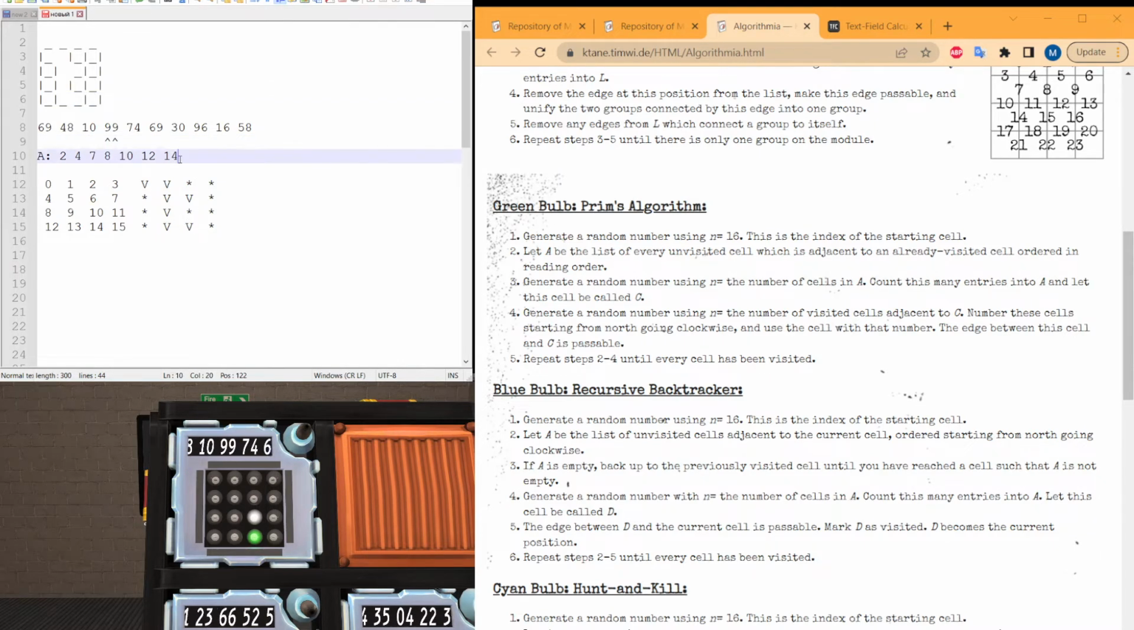Now we have 15 instead of 14. Let's make sure: 2, 4, 7, 8, 10, 12, 15. Okay, 99 mod 7 is 1. Taking a look at 4. And now we have 2 adjacent visited cells. So let's take a look. 74 modulo 2 is going to be 0. And since we're starting from the north, this is going to be 0, this is first. So we're deleting the wall between these two cells, which is going to be this one.